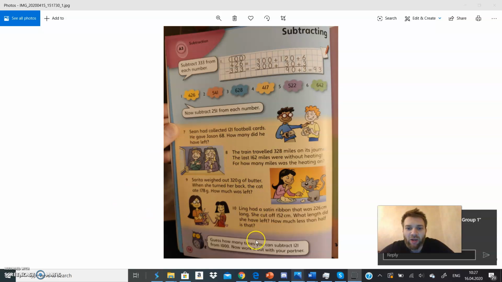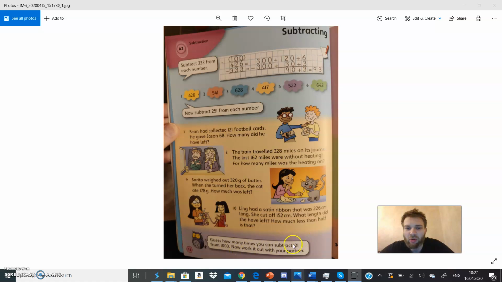You can have a go at the owl if you have someone to work with at home to help you with that one a little bit. It might take a while. How many times can you subtract 121 from 1,000? But you're welcome to have a go at that and send me the results if you try.